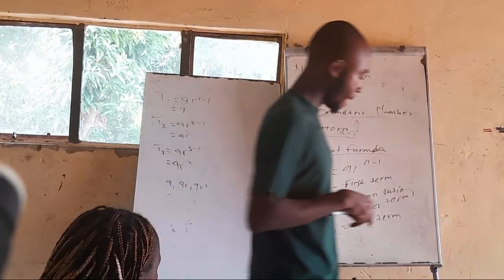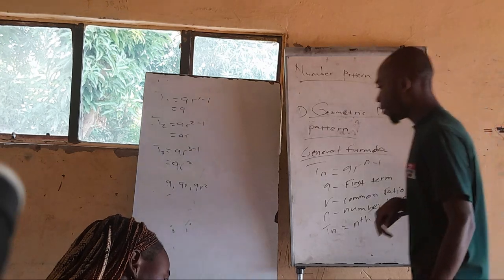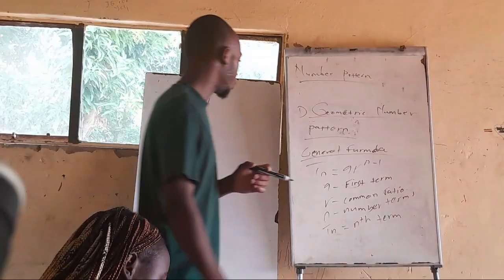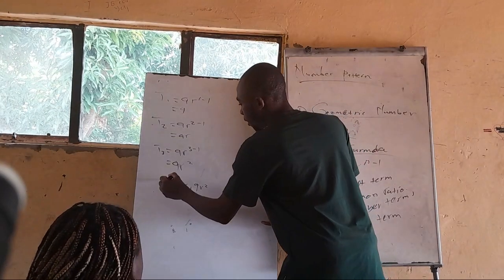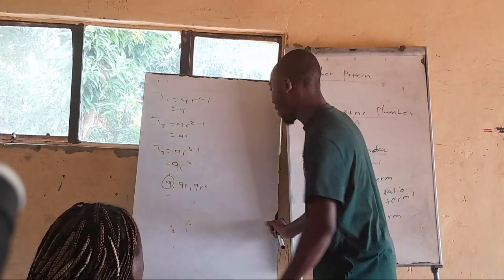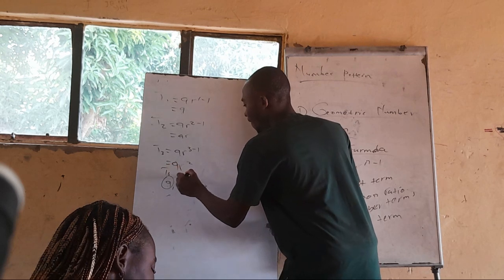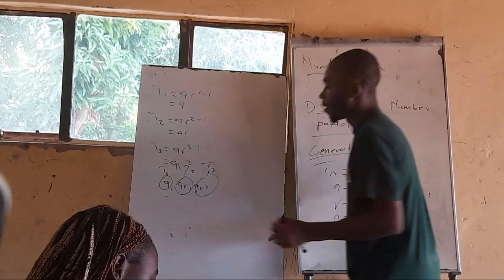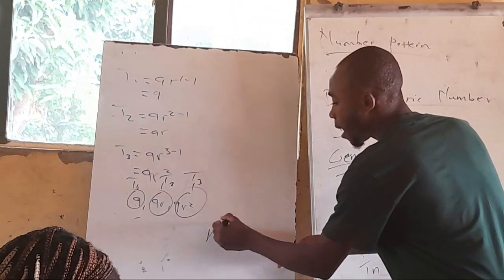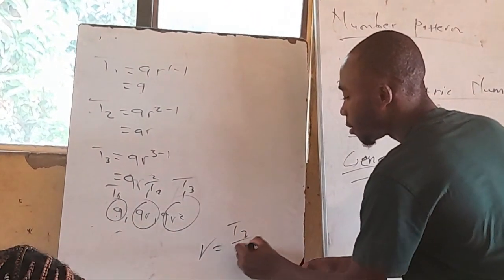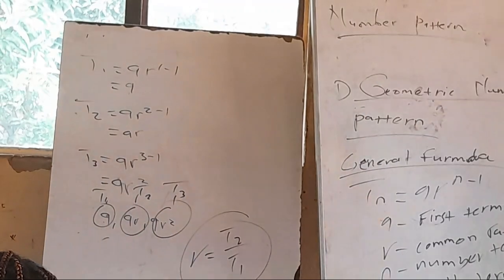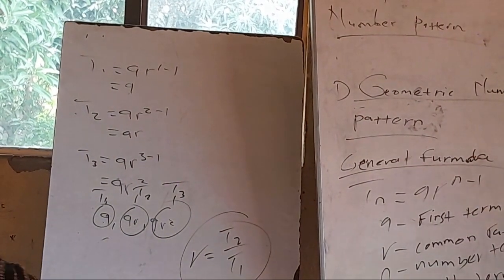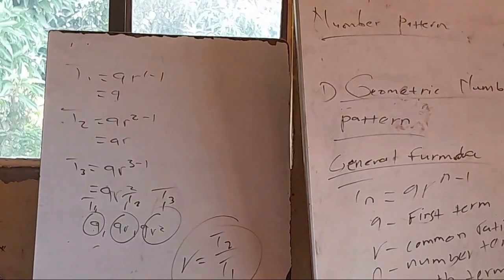And okay, how do you find your R, which is the common ratio? You are going to say this is T1, this is T2, this is T3. To find the common ratio, you must say R equals T2 over what? T1. This is the formula to find R.